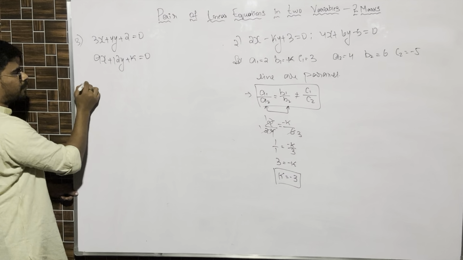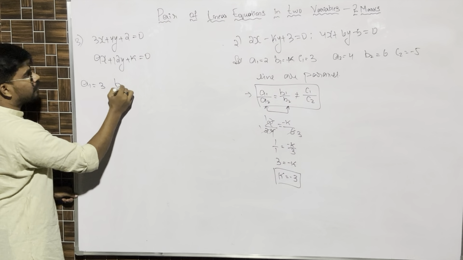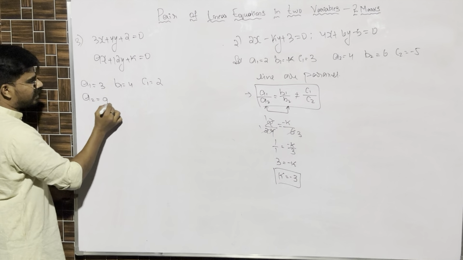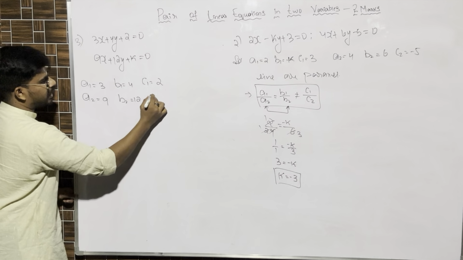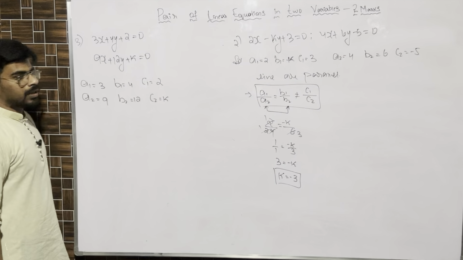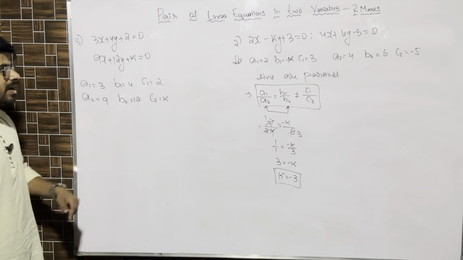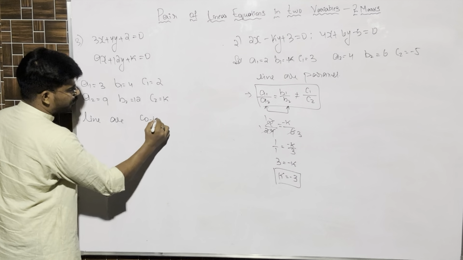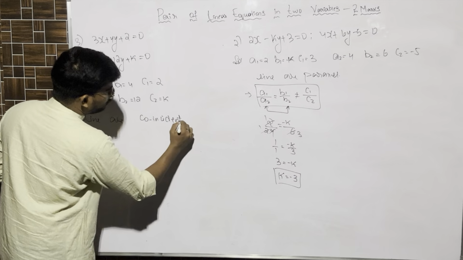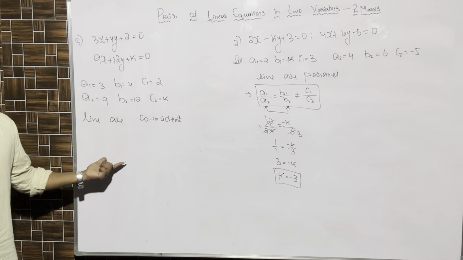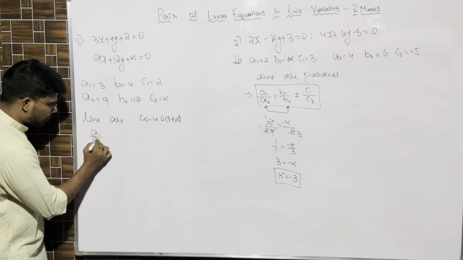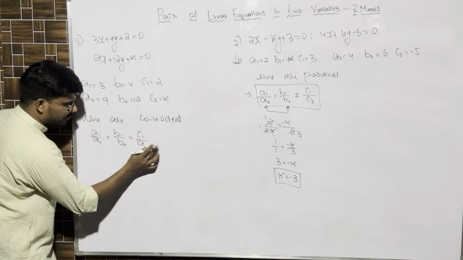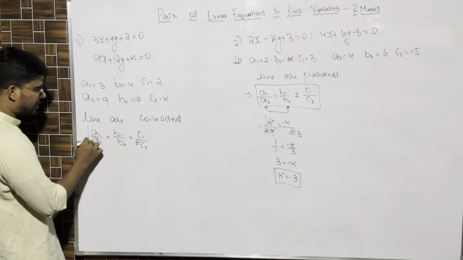Now, what is a1? 3, b1 4, c1 2, a2 9, b2 12, c2 k. Right? What is the condition that he gave? Lines are coincident. If the lines are coincident, what is the condition? a1 by a2 is equal to b1 by b2 is equal to c1 by c2. These three values are equal.